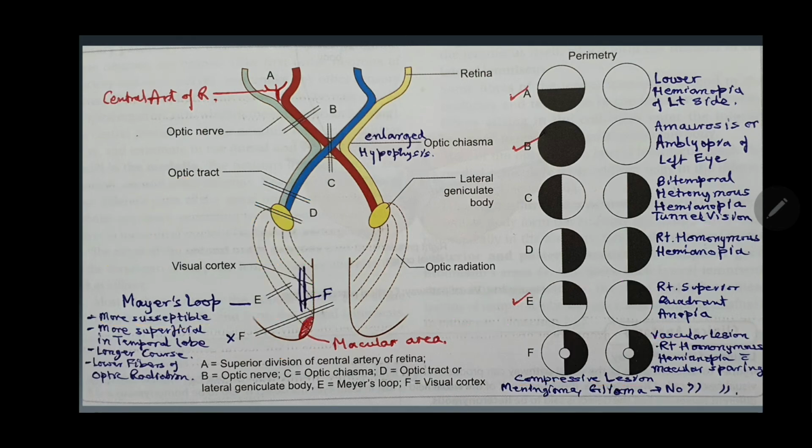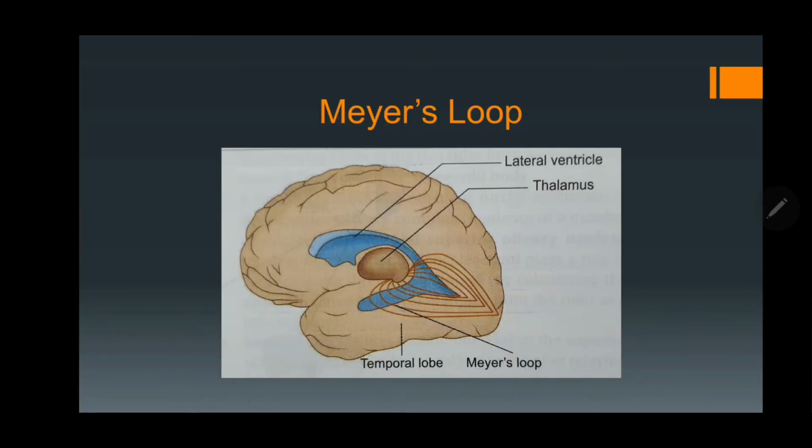Okay, so that is from another book. Now this is a diagram to show you the Meyer's loop, as I was telling. This is the thalamus in the posterior portion. Here in the metathalamus there is MGB, LGB. From LGB, the fibers from the lower half of the retina wind downward, forward, and then cross the lower half of the inferior horn of the lateral ventricle, and then loop around. The fibers are coursing a longer distance, and they are more superficially placed in the temporal lobe, and that's why these fibers are more prone to injury.